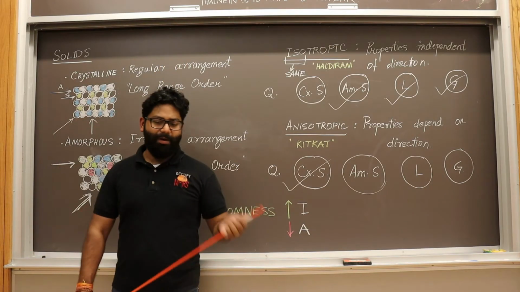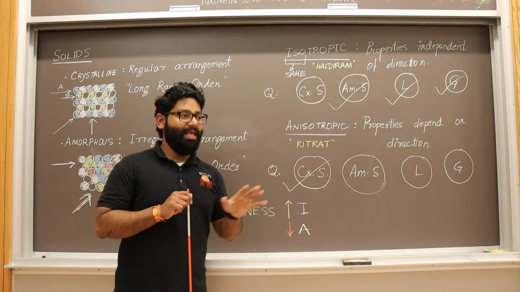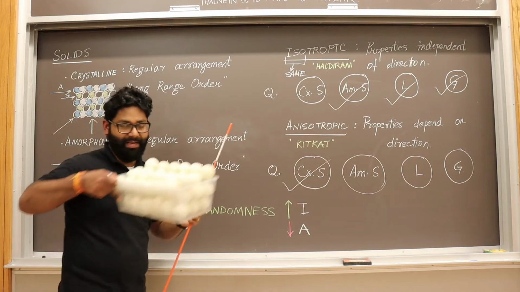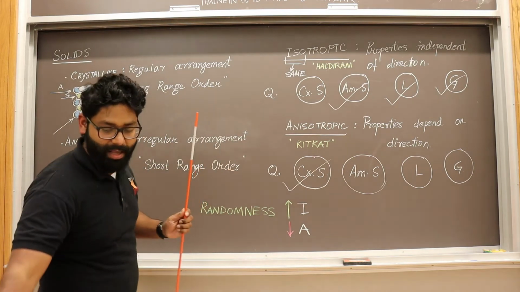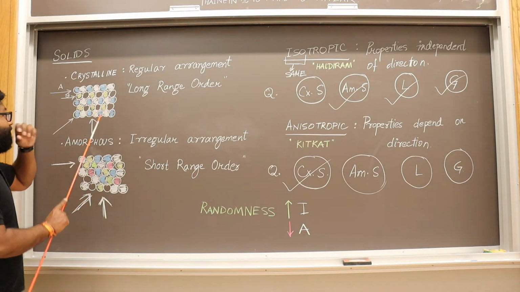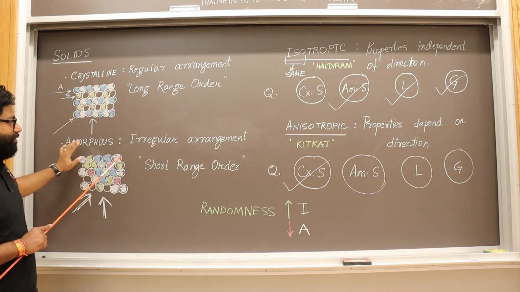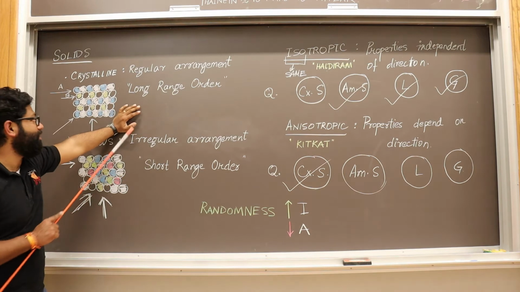Let's talk about two types of solids. Very simple. We saw that solids are something like this, in which the particles are very tightly close to each other, right? Now we have two types of solids, the crystalline solids and amorphous solids. So let's first talk about the crystalline solids.